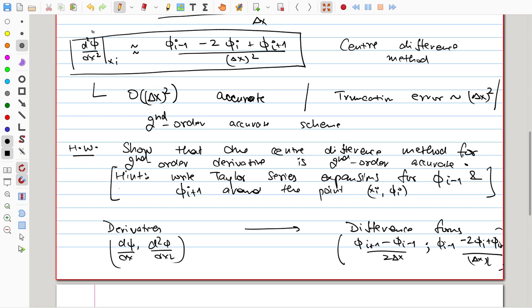So this process where we have gone from derivative to difference form, as I said, is called discretization, and discretizations can be done in different ways. So this particular way is called the finite difference method. Okay, so derivatives are transformed to differences of finite values. So it is called finite difference. It's called the finite difference method.